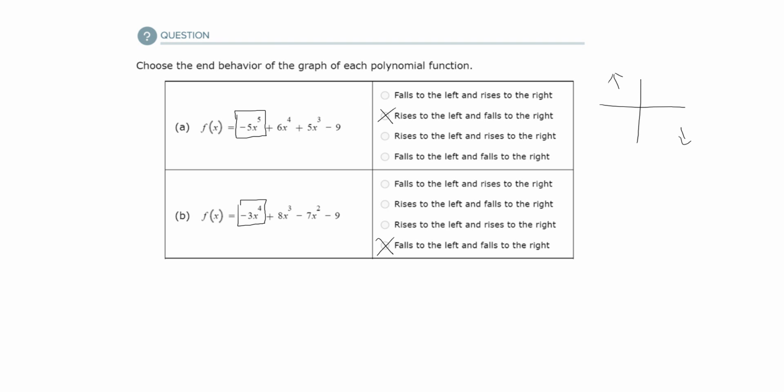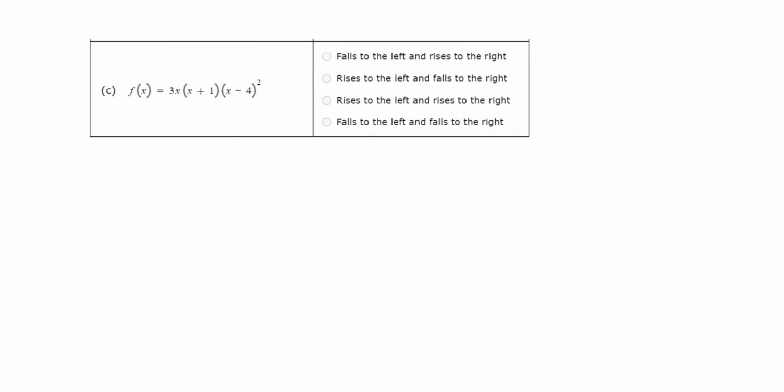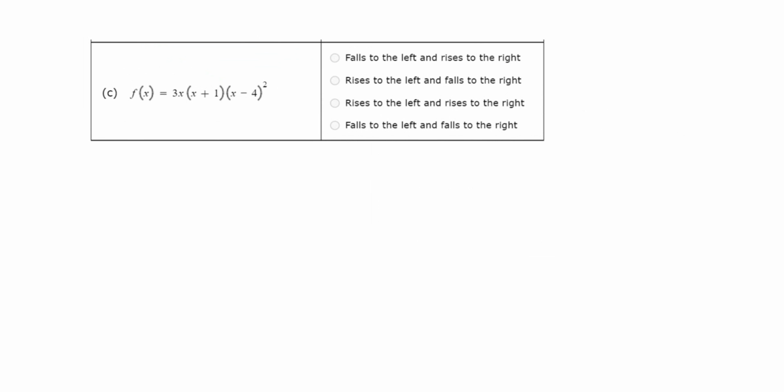And the last problem is kind of a curveball. All we have to do is take the highest power of each one. So we're going to ignore this plus 1 and this minus 4. What we have is 3x times x squared. That's how you figure out the highest degree. And that equals 3x to the fourth. So that's our highest degree term right there.